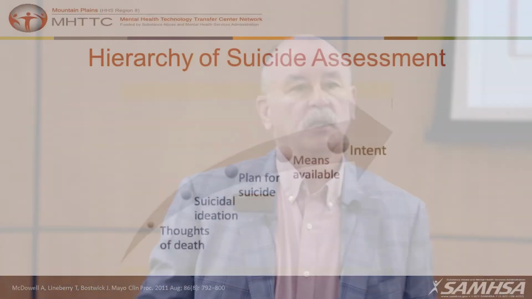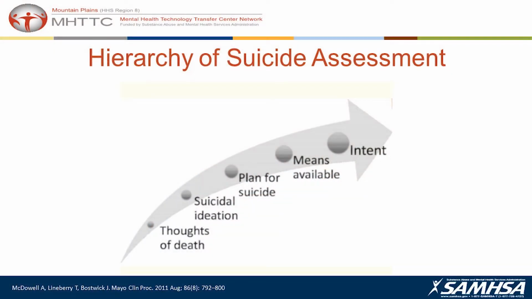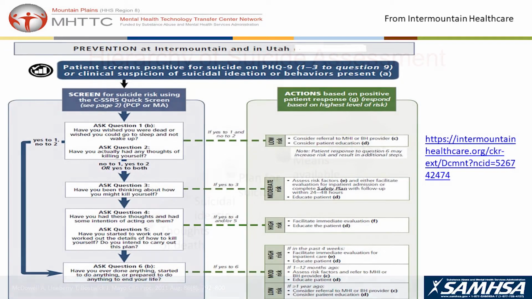But if you actually remember the hierarchy that I talked about, are you having thoughts? Have you had some plan? Do you have intent? Do you have means, etc.? So then number 3, have you been thinking about how you might kill yourself? That then puts you in moderate risk if you say yes. Now these suggestions here, actions based on positive patient responses, are suggestions. But you're thinking that, gosh, their risk just went up, so what do I need to do? Some of them might be, assess the risk factors, and we'll talk about those.